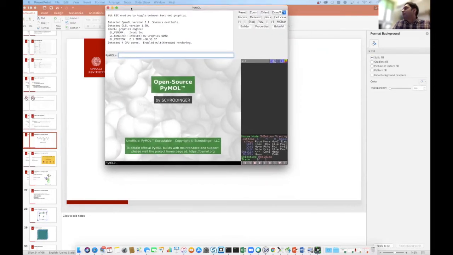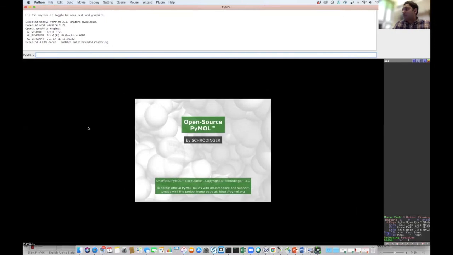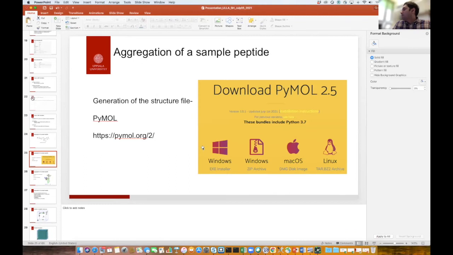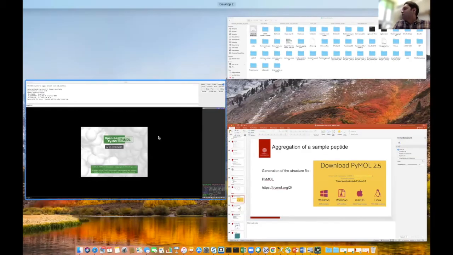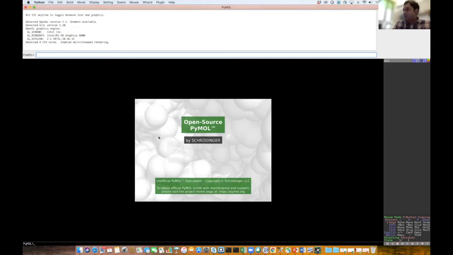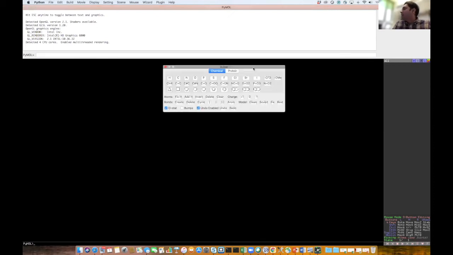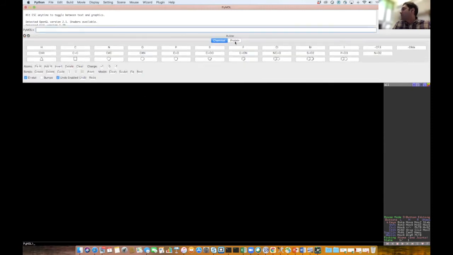So PyMol is basically open source software, and you can download it for all these different operating systems, and then you can use it to get the structure of the peptides or molecule you want to use. So first you can go here, to the builder, and in the builder you can see there are two different options, both the chemical and the proteins.